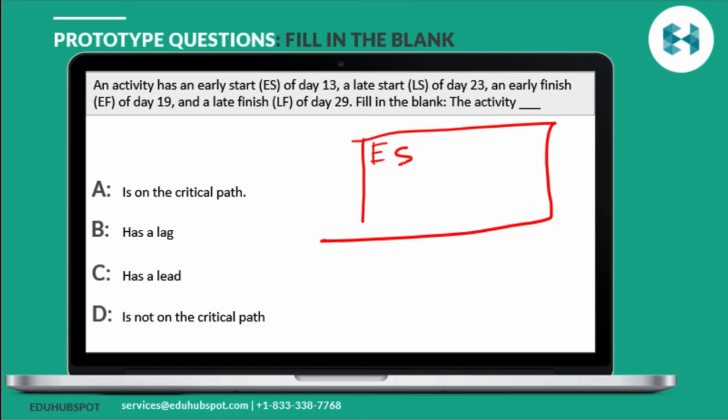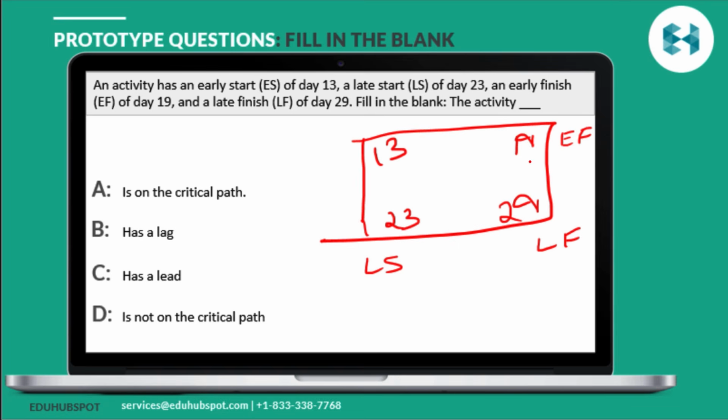So basically this is 13. This is your 19, which is your early finish. Okay. This is your late start and this is your late finish. What is your late start? It is 23 and your late finish is 29. Okay. My handwriting is very bad. So 29. Okay. And this one is 13. So let me just write it again. 13. Okay. And this is 19.